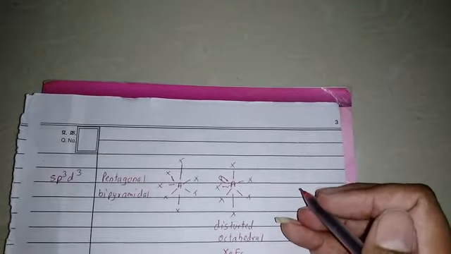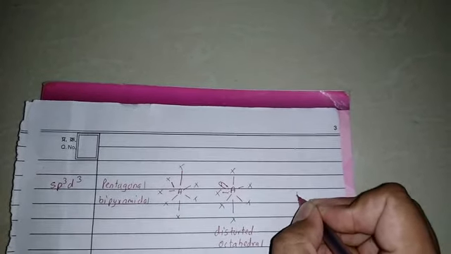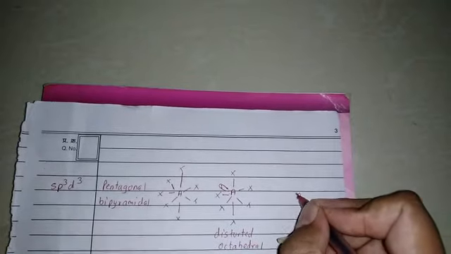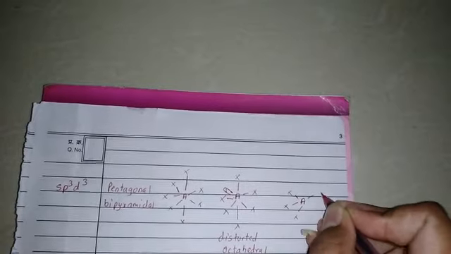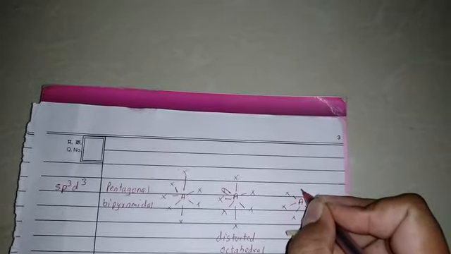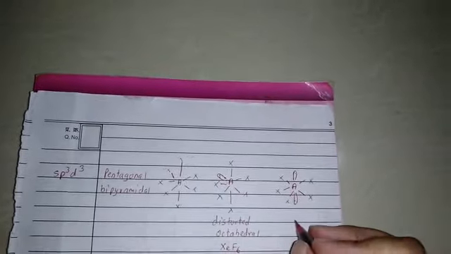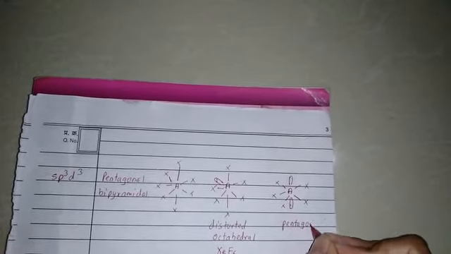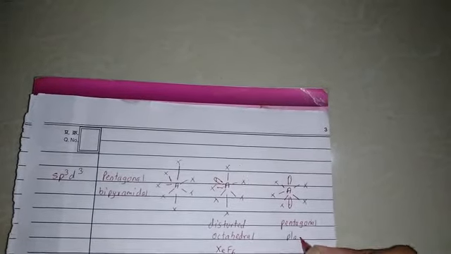If any molecule with sp3d3 consists of 2 lone pairs of electrons, the structure appears like this: the first lone pair will be here, and the second lone pair is here. The structure appears pentagonal planar. The best example is IF2 minus.